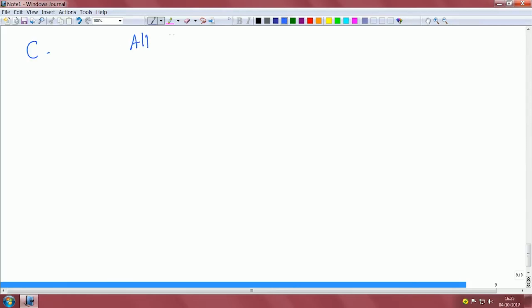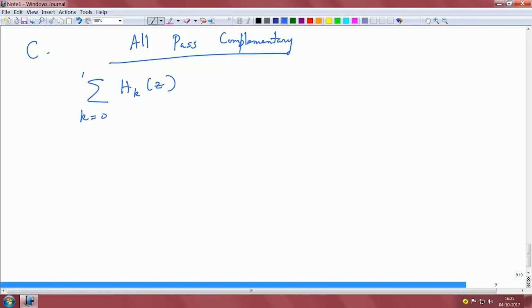There is another special property, which is all pass complementary property. So, filter responses are said to be all pass complementary if you take the summation of all the frequency responses over all the M filters, that should result in a transfer function which is essentially all pass, where A(z) is an all pass filter.